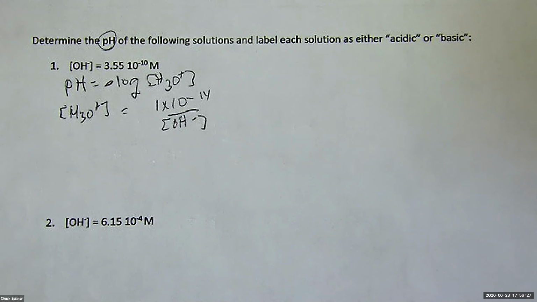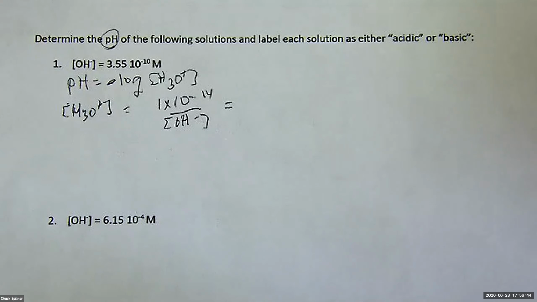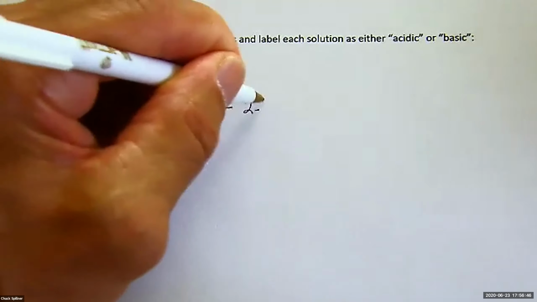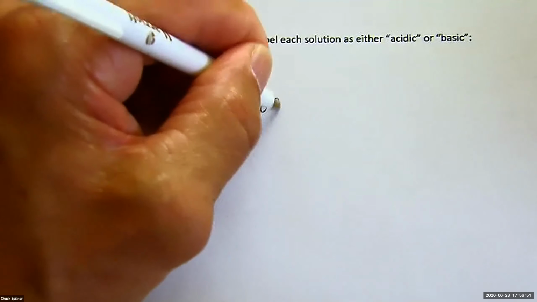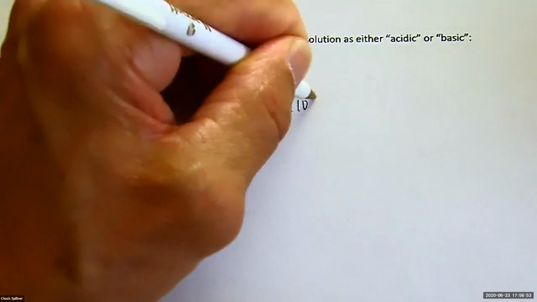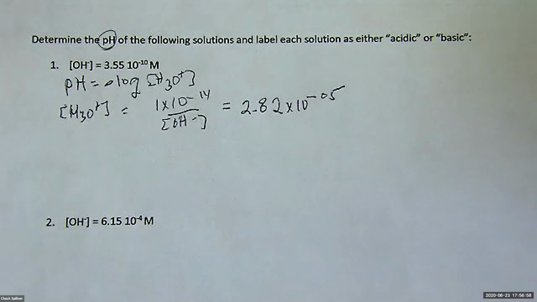So I'm going to use this approach. I'm going to take 1e to the negative 14. I'm going to divide it by the hydroxide ion concentration, which is 3.55e to the negative 10. When I do that, I get hydrogen ion concentration is 2.82, 3 sig figs, times 10 to the negative 5.